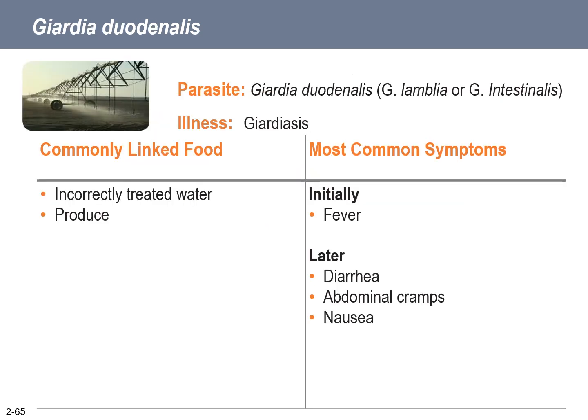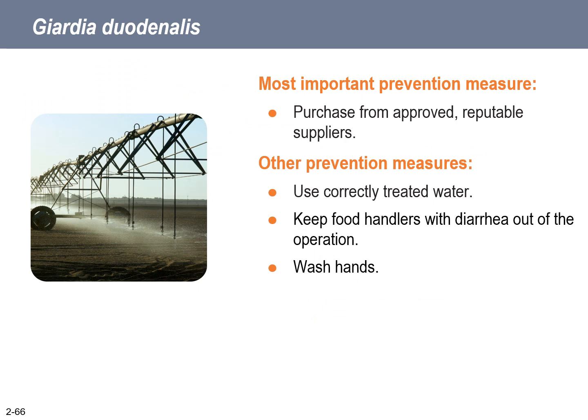Giardiasis, incorrectly treated water and produce. Initially you can get a fever, and then later on you can get diarrhea, abdominal cramps, and nausea. Once again, approved suppliers, correctly treated water. If you have diarrhea, make your food handler stay home and wash your hands.